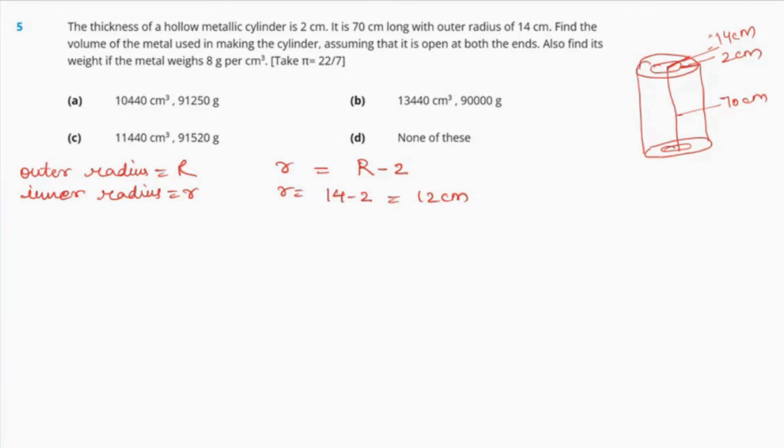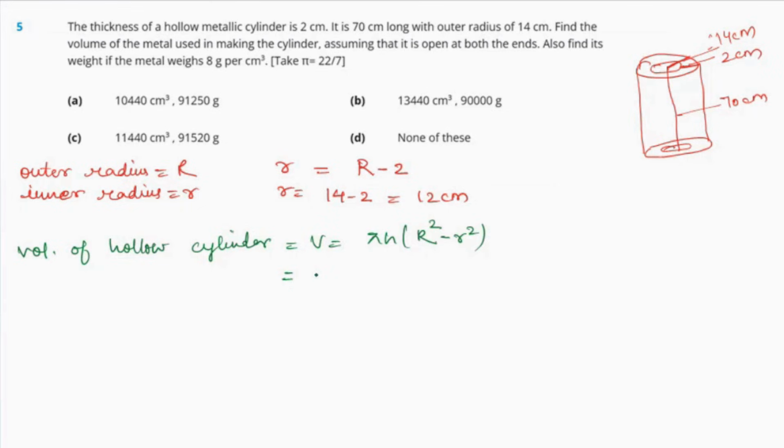Correct. Now the question is asking what is the volume of the metal we are using. For that, we need to use the volume of a hollow cylinder. The formula we have is V equals pi h, in the bracket R squared minus r squared, which means outer radius squared minus inner radius squared. So by using this formula, we need to solve it.